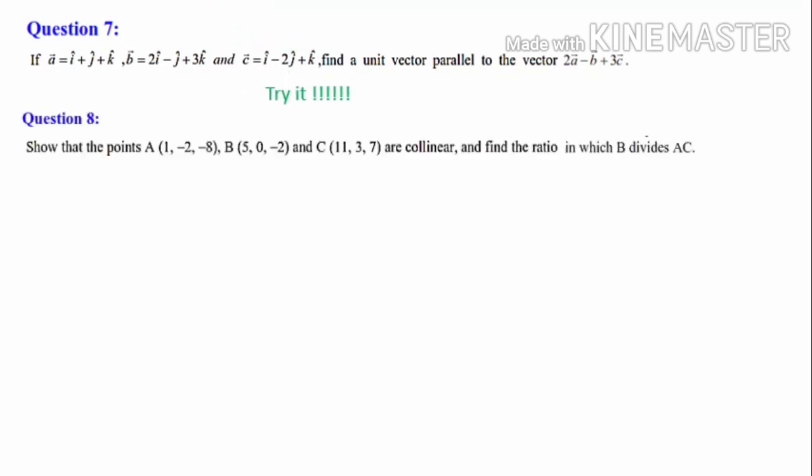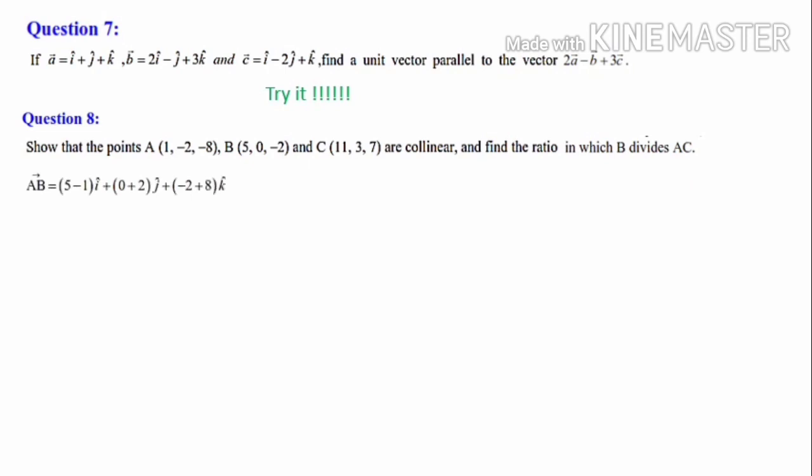Question number 8. Show that the points A (1, -2, -8), B (5, 0, -2) and C (11, 3, 7) are collinear, and find the ratio in which B divides AC. Here there are two portions. The first part we have to prove the points are collinear, and the second portion we have to find out the ratio in which B divides AC.